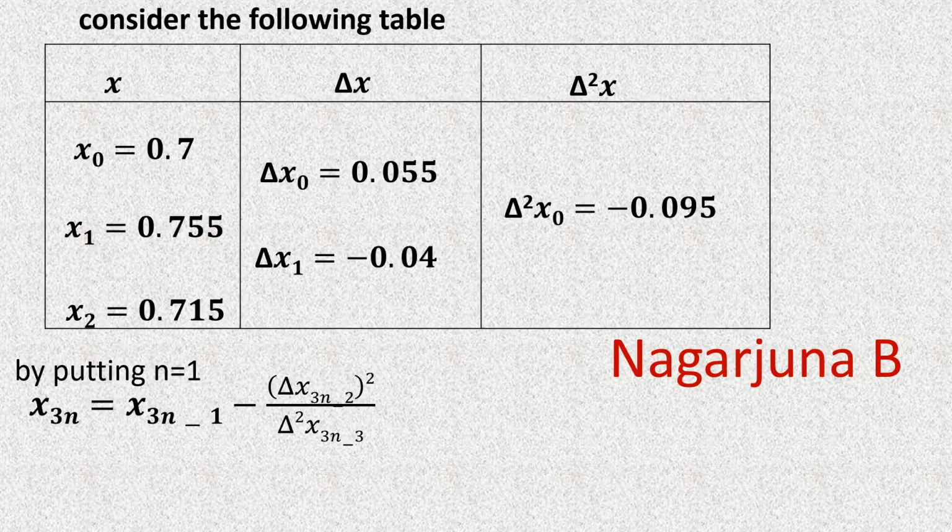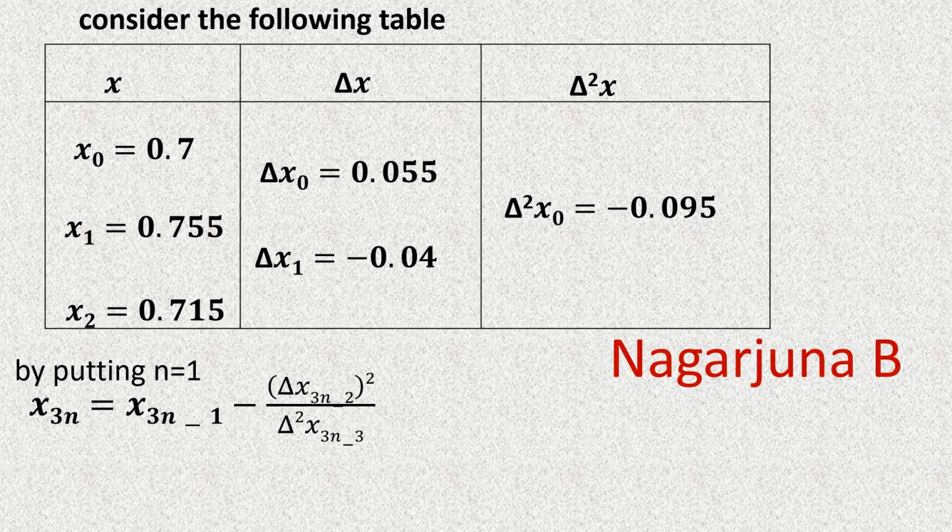So 3n, that is 3 into 1 will be 3. That is x3 equal to x3n minus 1. So 3 into 1 is 3 minus 1, it will be equal to 2. Therefore it will be x2. That is x3 equal to x2 minus delta x3n minus 2. So 3 into 1 is 3 minus 2, 3 minus 2 is 1.